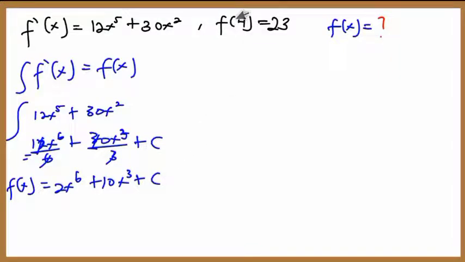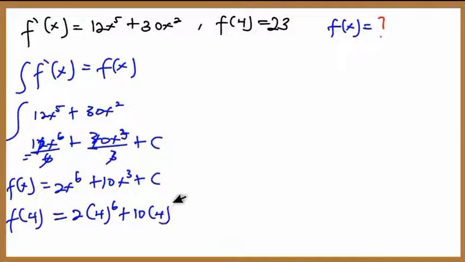So now in the question we know our f of 4 equals 23. So f of 4 equals 2 times 4 to the power 6 plus 10 times 4 to the power 3 plus c equals 23. So now let's move on.